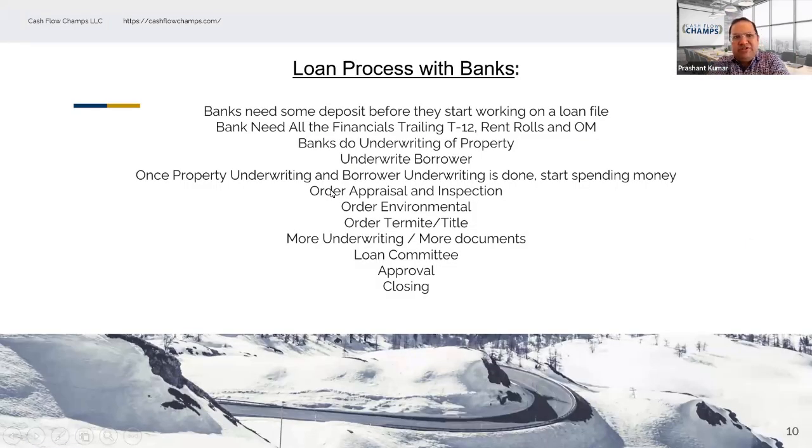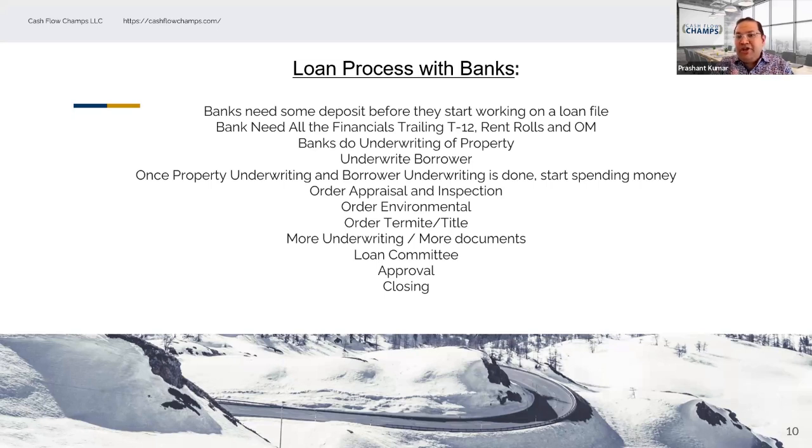What really happens is, the bank really needs some deposit before they start working on the loan file. They may give you a term sheet, which is their typical way of showing that, yes, they are interested. But if you really want it, you like it, you sign it, then they want some deposit from you, right? So the bank needs all these financials for the property. They want the trailing T12, they want the rent roll, they want the offering memorandum, right?